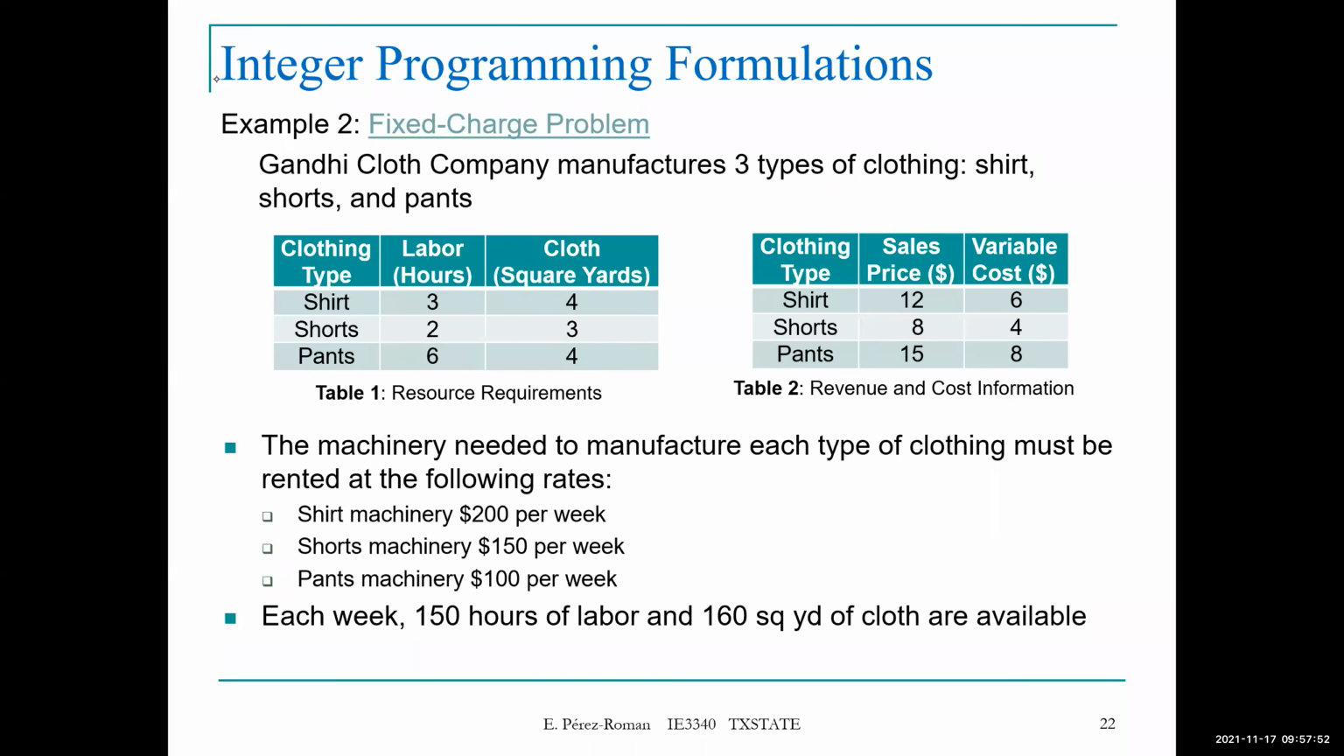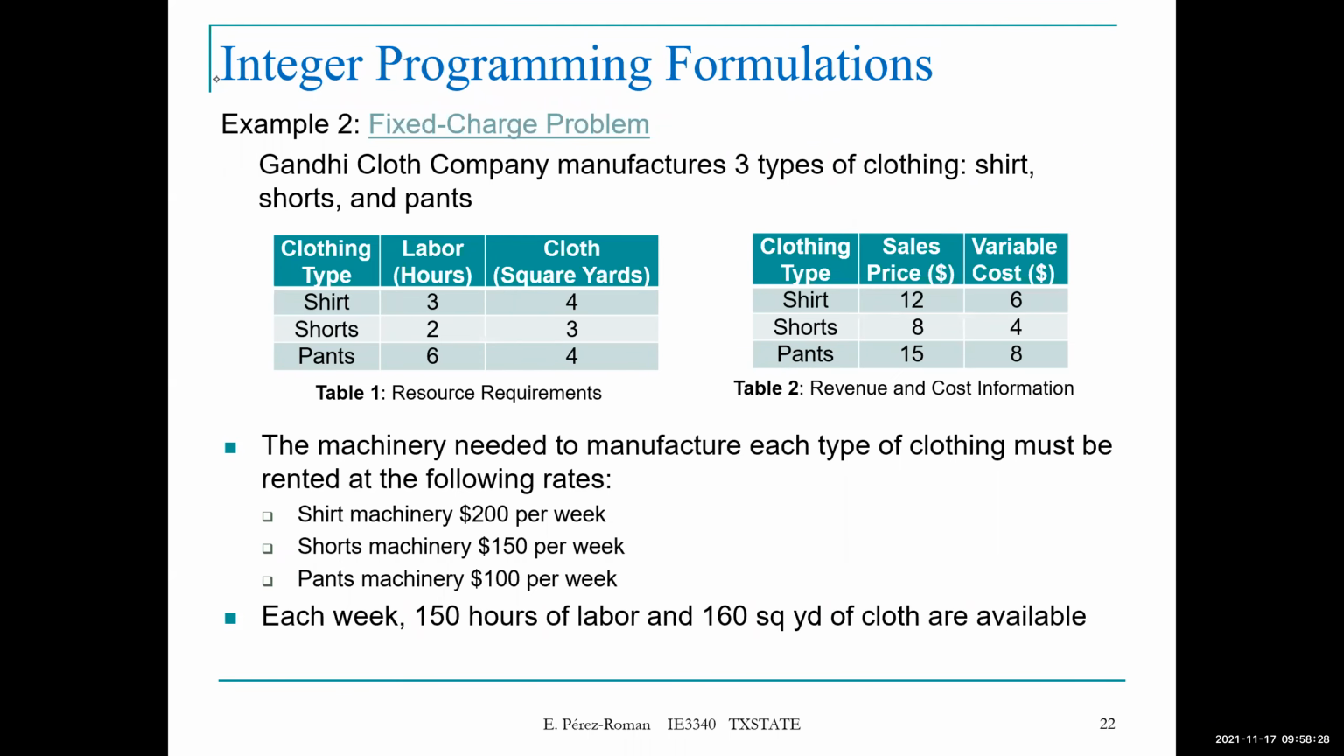So for the shirt machinery, we have to pay $200 per week. Shorts machinery, $150 per week. And for the pants machinery, we have to pay $100 per week. Each week, 150 hours of labor and 160 square yards of cloth are available. So in this problem, we are not only trying to determine how many of each type of product we should produce, but also we have decisions in terms of whether or not we should rent a machine for those purposes.